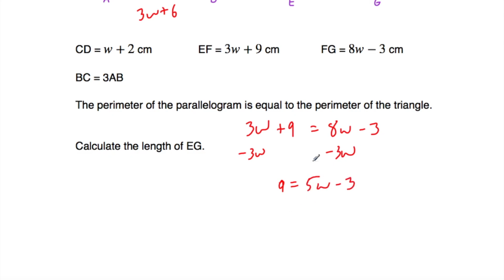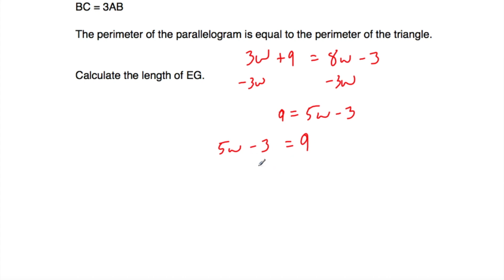Okay, so we've now got this equation. I'm actually just going to turn this around, so I'm going to write 5W minus 3 is equal to 9. And then if we solve that, let's add 3 to both sides, to get rid of the minus 3. So we'll be left with 5W equals, and then 9 plus 3 is equal to 12.